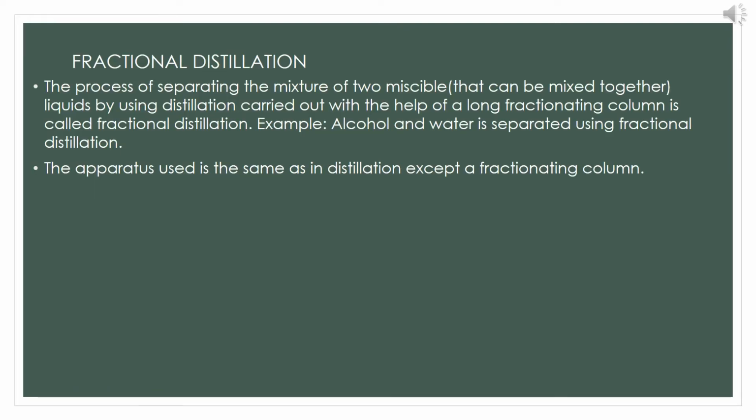The second process is called fractional distillation. The process of separating the mixture of two miscible liquids using distillation, carried out with the help of a long fractionating column, is called fractional distillation. So in this process, the same principle of distillation is utilized. Here we are going to separate two liquids which are miscible, that means which mix with each other, like alcohol and water, milk and water. So these are called miscible liquids. And the only difference between distillation and fractional distillation is that in fractional distillation, we make use of a long fractionating column.